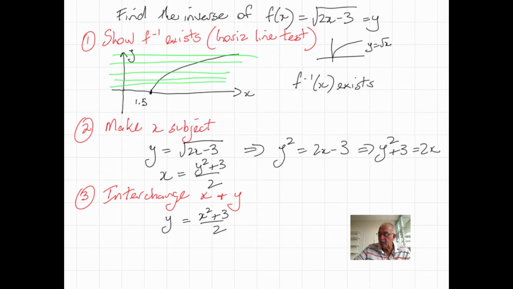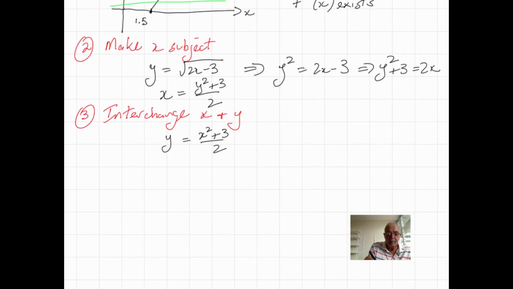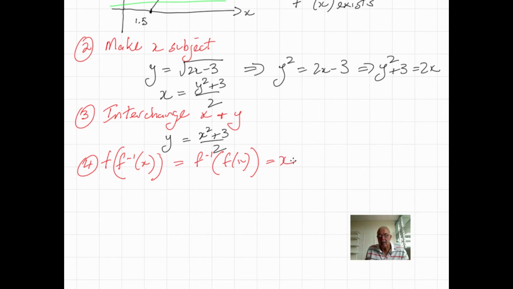So that's step 4. We've got to prove that f to the minus 1 of f of x equals x, and also f of f to the minus 1 of x equals x. Now what is the original function? The original function is the square root of 2x minus 3. So let's do this one here.